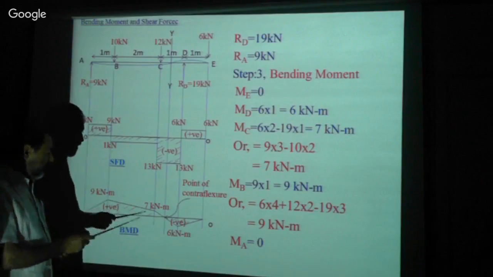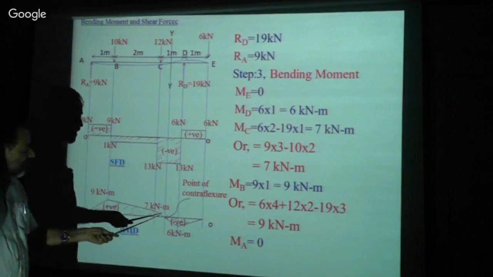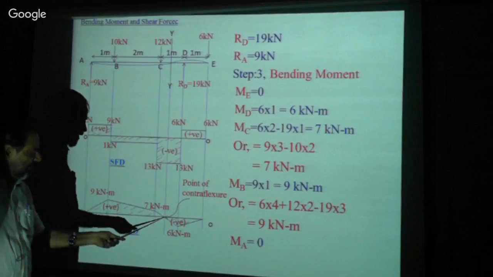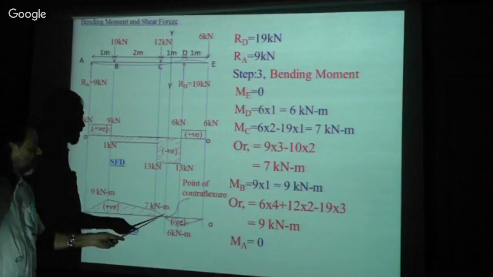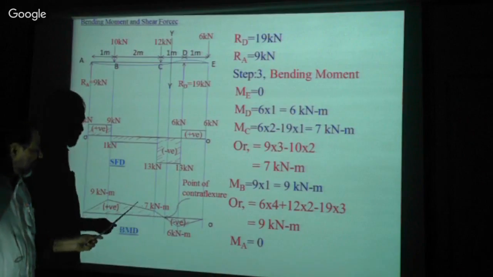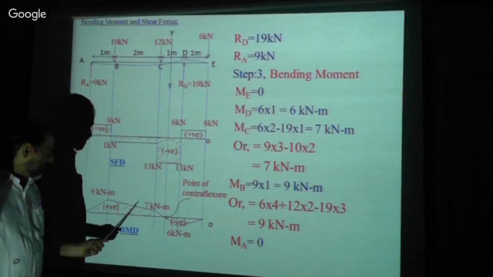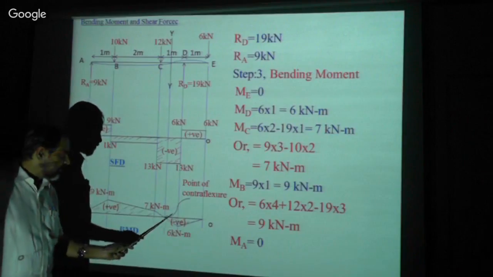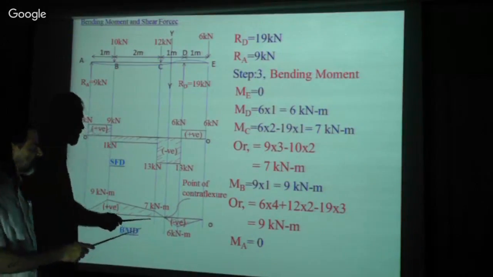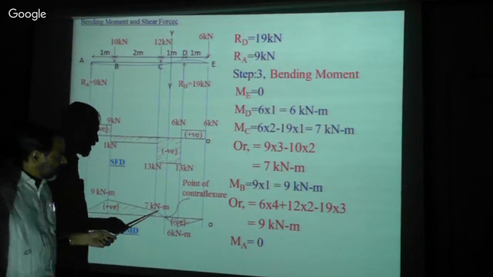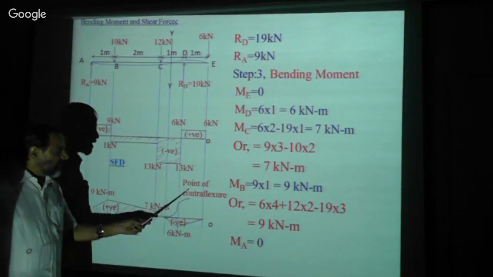There is a zero bending moment at this point. The bending moment is zero at this point, isn't it? Because the bending moment changes its sign from positive to negative. Bending moment is zero at this point, and this point is called point of contraflexure.